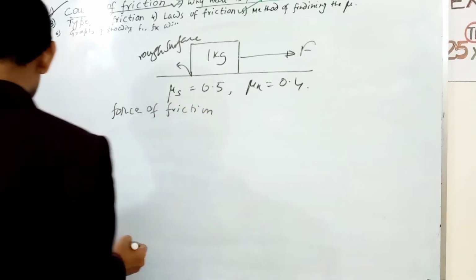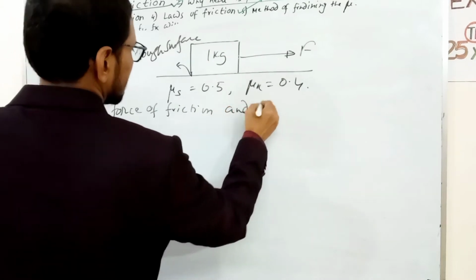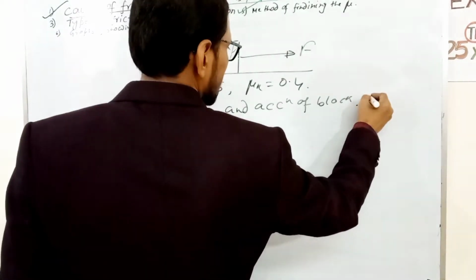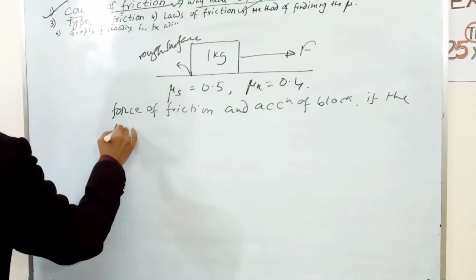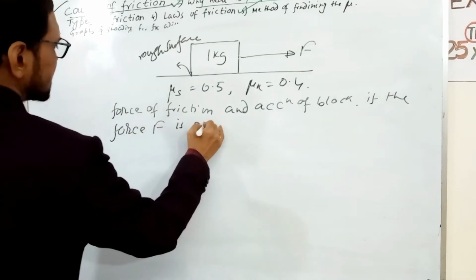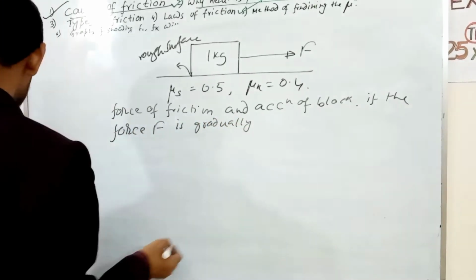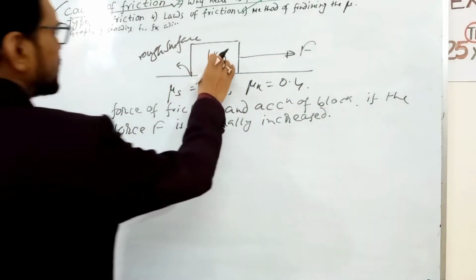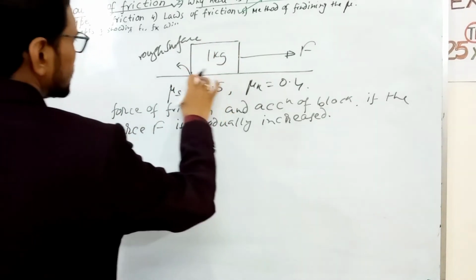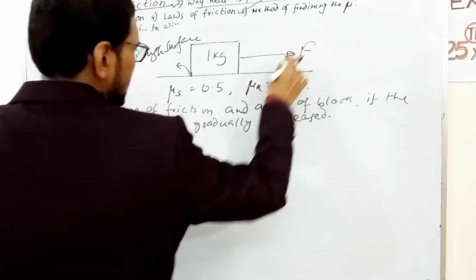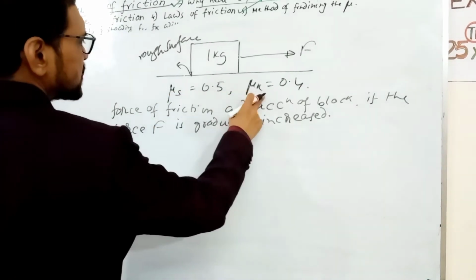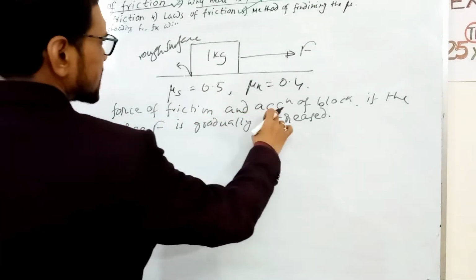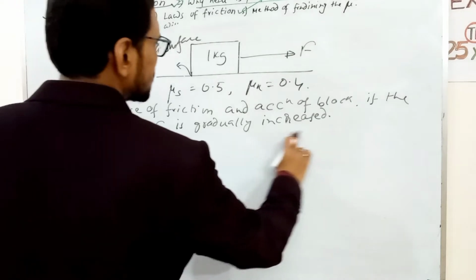Force is applied, the force of friction and acceleration of the block if the force F is gradually increased. What is the problem? A 1 kg block is placed on a rough surface. Force F is applied. The coefficients of static and kinetic friction are given, and we find the different friction forces and the acceleration of the block if the force F is gradually increased.